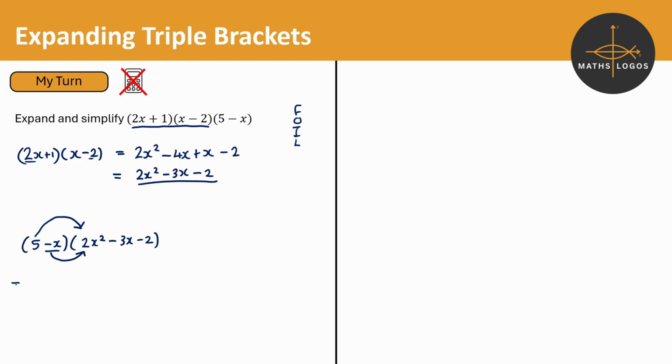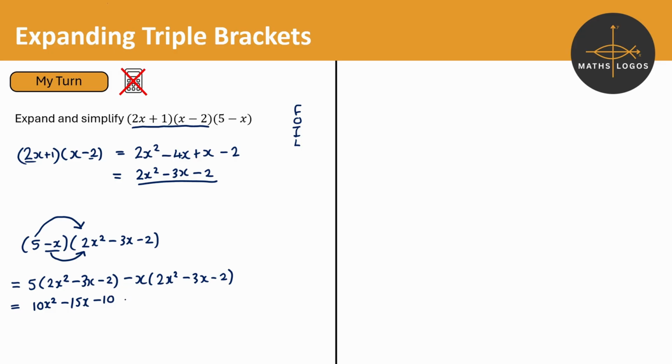5 multiplied by the bracket, I'm just going to rewrite that so that we're keeping track of everything very carefully. So that's 5 multiplied by every term in the bracket, and negative x multiplied by every term in the bracket. I find this way is really helpful so we don't make any mistakes. 5 multiplied by 2x squared gives me 10x squared. 5 multiplied by negative 3x gives me negative 15x. And 5 multiplied by negative 2 gives me negative 10.